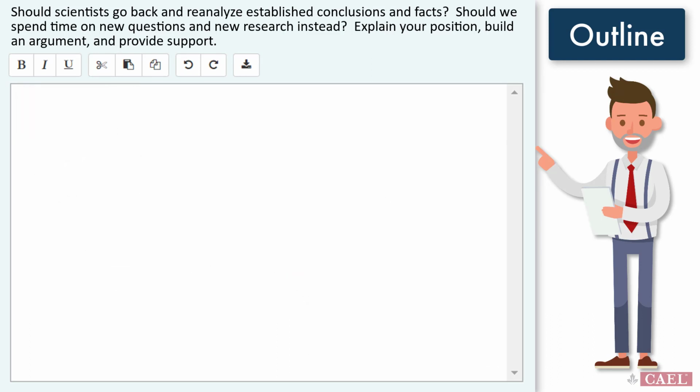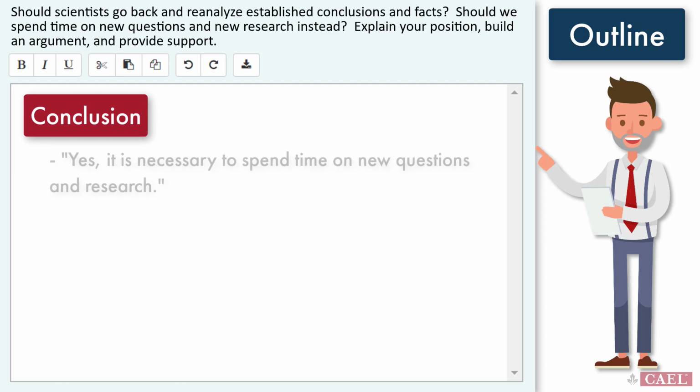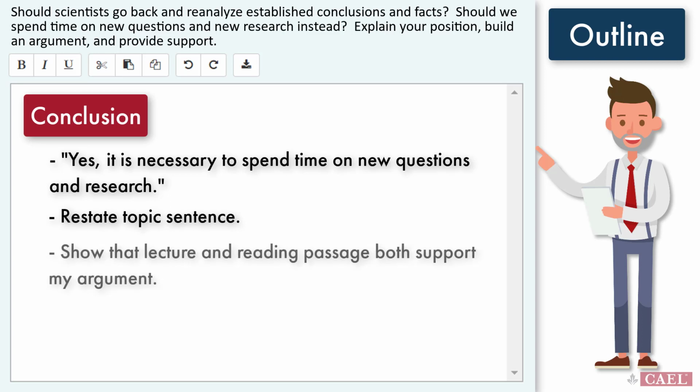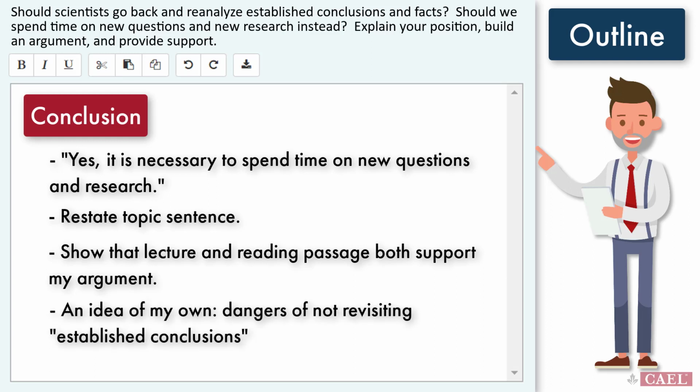Finally, I'll write my conclusion. I'll start by saying that, yes, it is necessary to spend time on new questions and research. And then I'll restate my topic sentence. Then I'll remind the reader that the lecture and the reading passage both support my argument. And then I'll finish with an idea of my own, perhaps something about the dangers of not revisiting established conclusions.